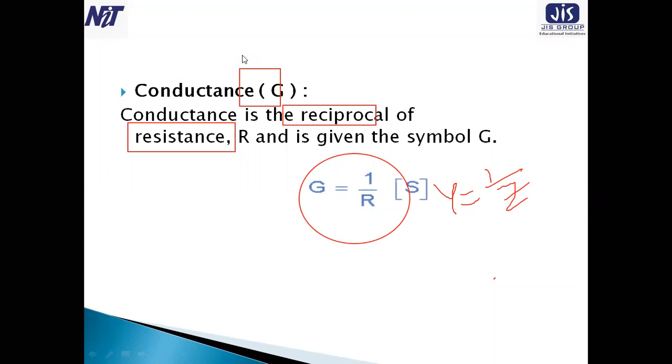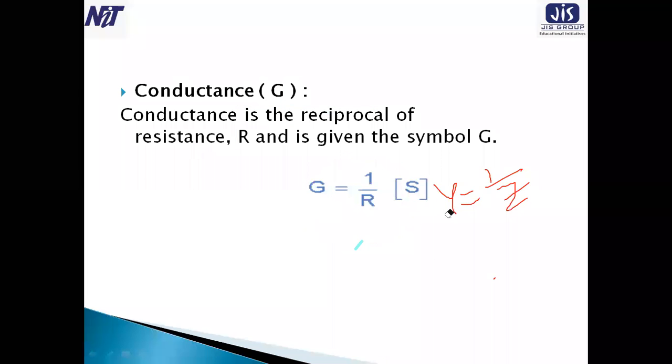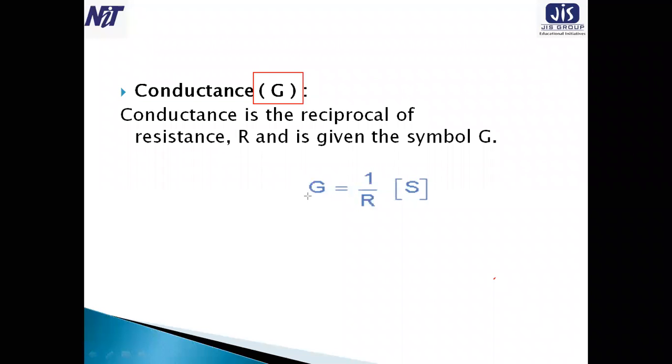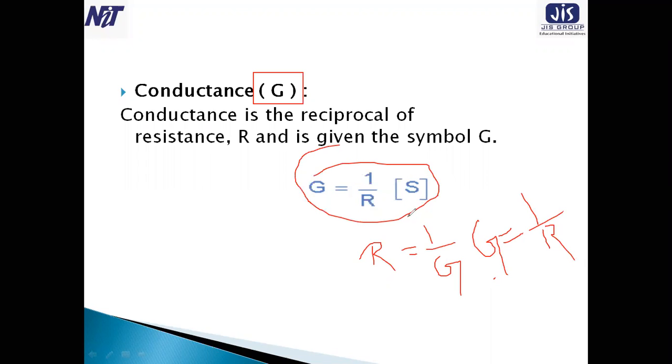Now the second one is the conductance, represented with G. Conductance is the reciprocal of the resistance. We know that resistance is R, and reciprocal means 1 by R. So we can write G is the reciprocal of resistance. So G should be equals to 1 by R. That is written here, G equals to 1 by R.